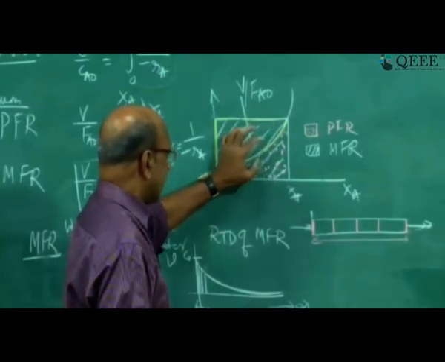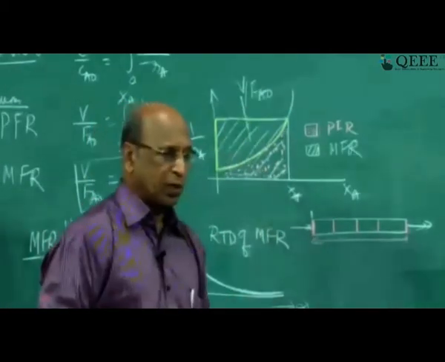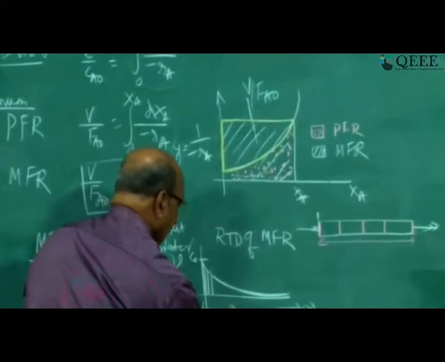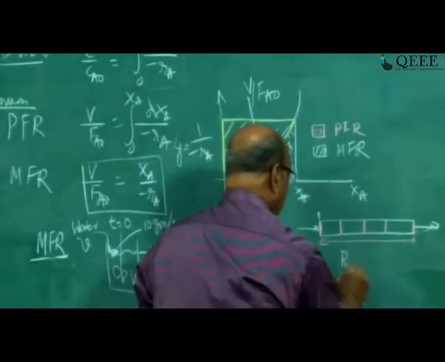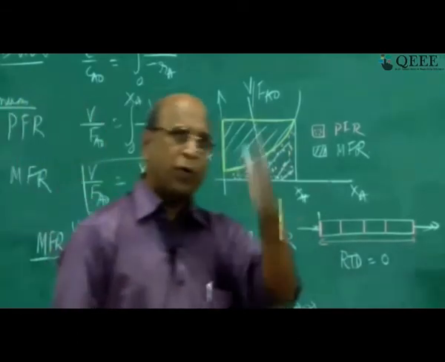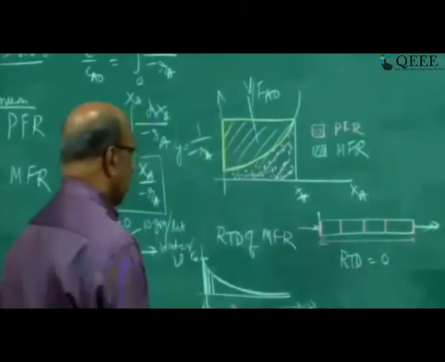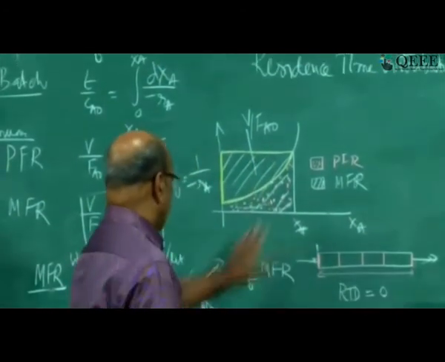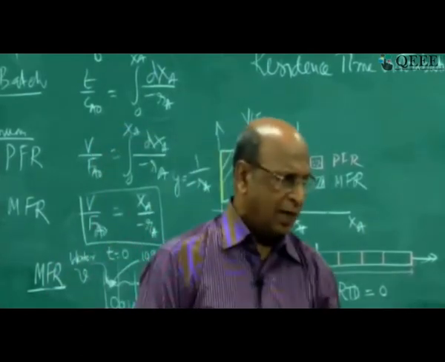Why is a plug flow reactor better than a mixed flow reactor? Because of residence time distribution. The residence time distribution in MFR is 0 to infinity, and in plug flow the RTD is equal to 0. There is no distribution of residence time, because each and every particle spends exactly the same time. So that is the reason why you get more conversion in a plug flow reactor than the mixed flow reactor. Good. I think I could tell sufficient reasons why a plug flow reactor is better than a mixed flow reactor.